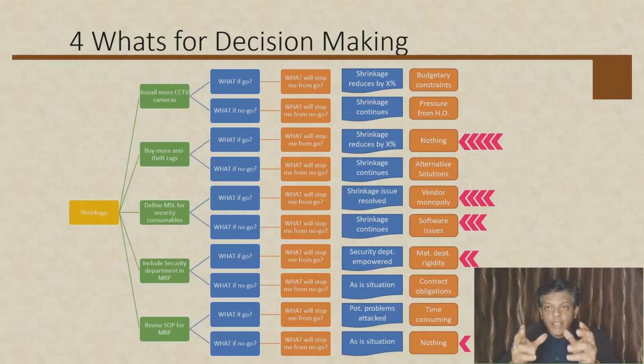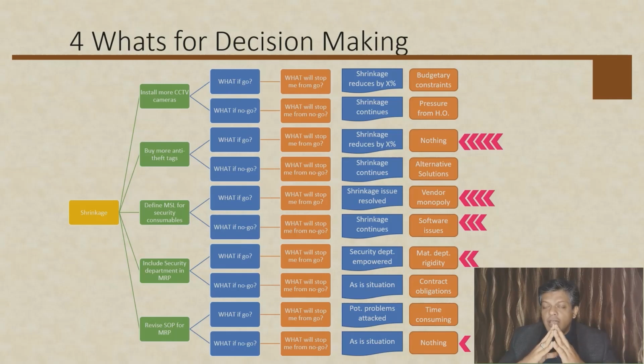Now, when you begin with the 4 whats technique, you have to select each option and ask yourself, what if I go ahead with, say in this particular case, the first option? What if I go ahead and install more CCTV cameras? And then arrive at the resulting answer. Then you need to ask the next what: what will stop me from going ahead and installing more CCTV cameras.